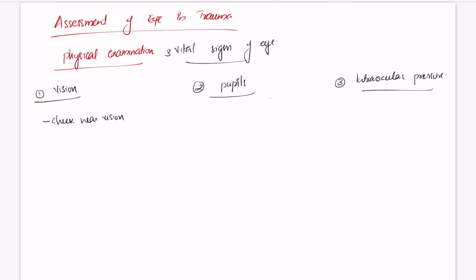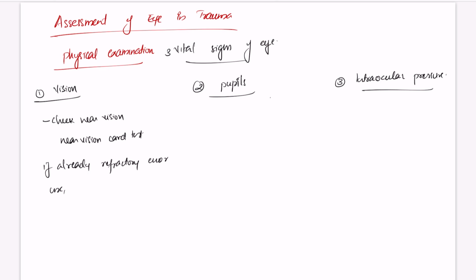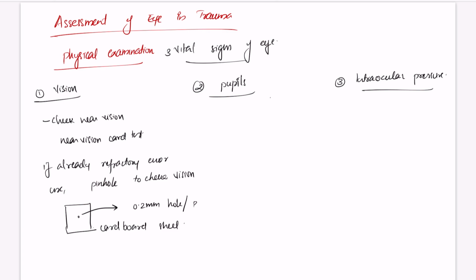near vision we have to check. Near vision we can check using a near vision card test. If a refractive error is already there, then we have to use a pinhole test. To prepare a pinhole, in a cardboard we should put a small hole using a pinpoint ballpoint pen, or a 0.2 mm hole, and use it as a pinhole. Or we can use a professionally available pinhole also.